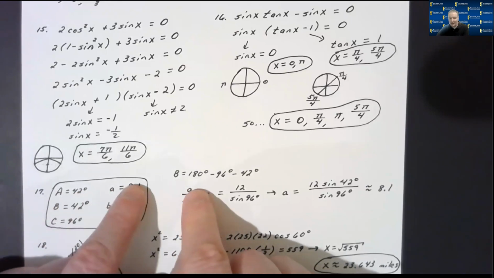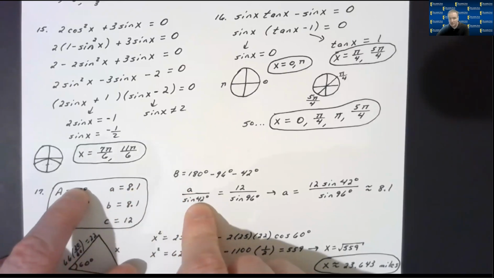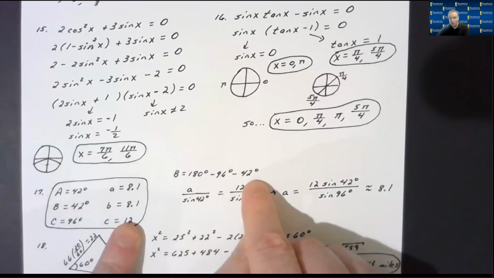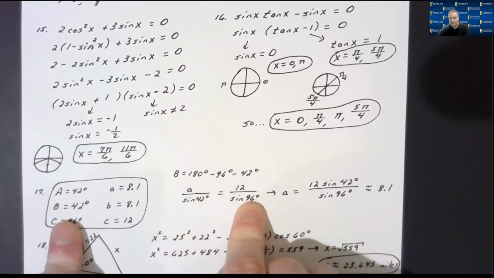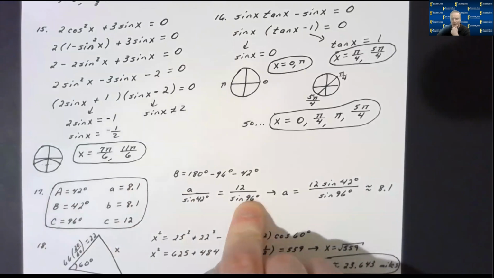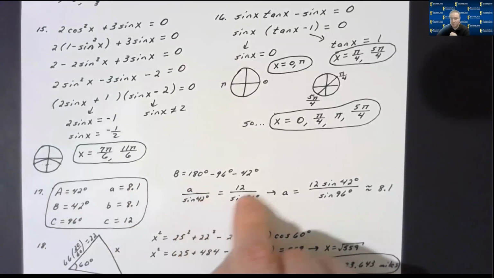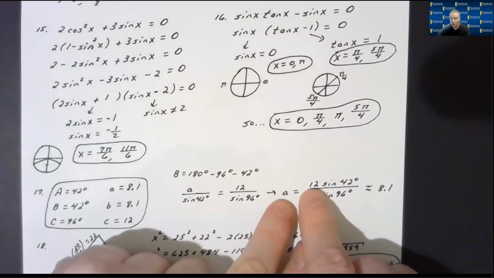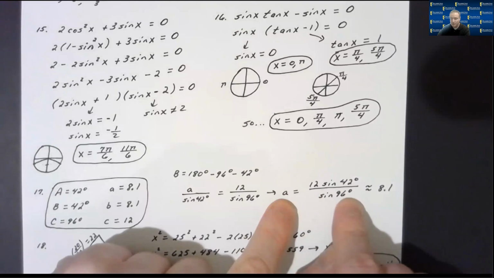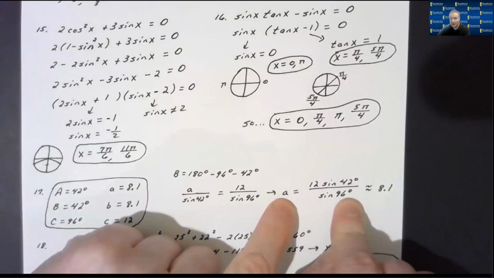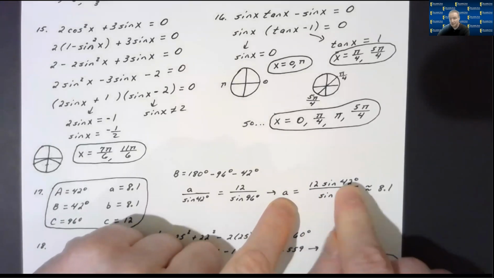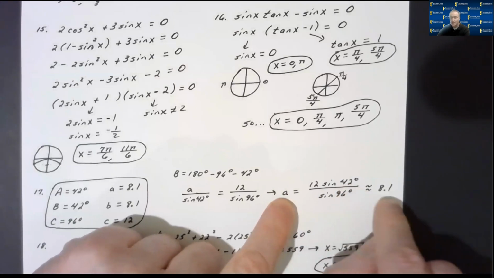So I took A over the sine of 42 is equal to 12 divided by the sine of 96. Okay, now solving for A, I just said, well, I'm going to multiply by the sine of 42 on both sides of this equation, and I'll get A is equal to 12 sine 42 over the sine of 96. And at that point, you just enter that into your calculator. Please make sure you're in degree mode, and you'll get approximately 8.1.